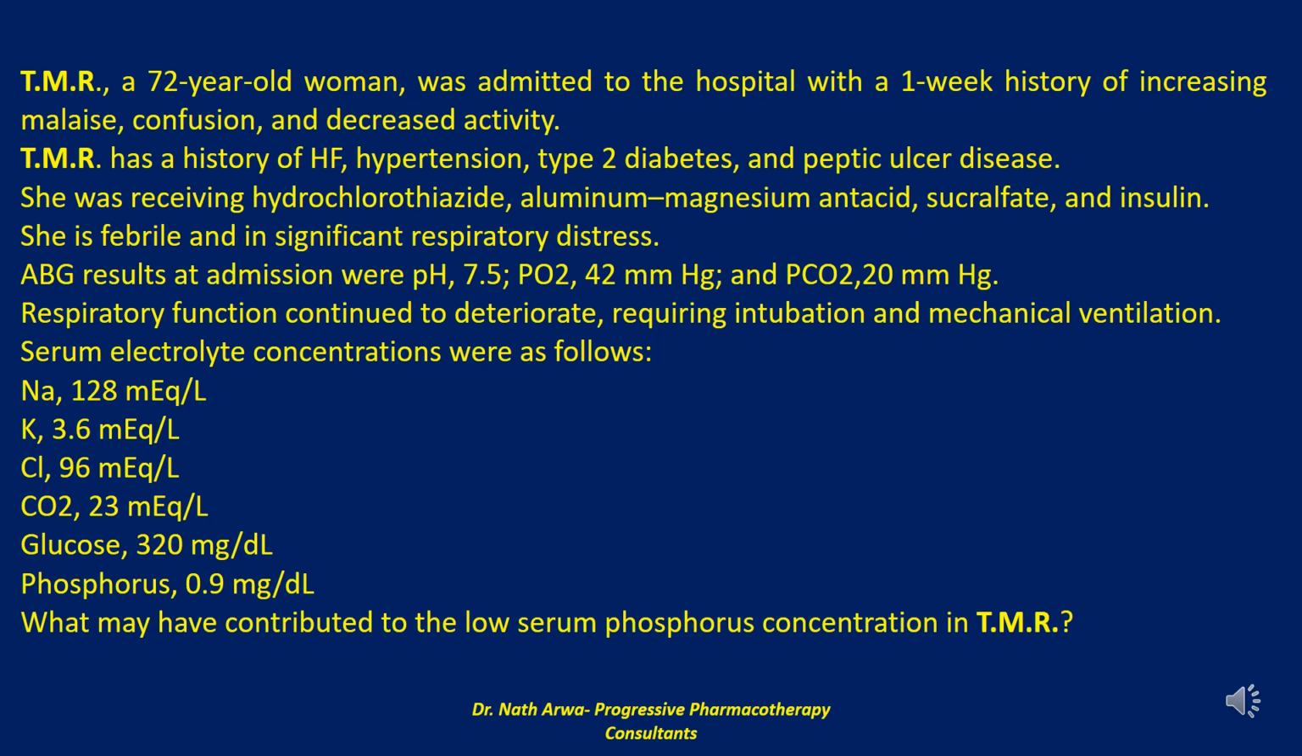Hyperglycemia-induced osmotic diuresis and diuretic use may have increased the renal loss of phosphorus in TMR. Other conditions associated with renal phosphorus wasting include renal tubular acidosis, hyperparathyroidism, hyperkalemia, hypomagnesemia, and extracellular volume expansion. None of these situations, however, was evident in TMR. Shifting of phosphorus into the intracellular compartment by glucose or insulin and profound respiratory alkalosis may also have contributed to TMR's hypophosphatemic state.